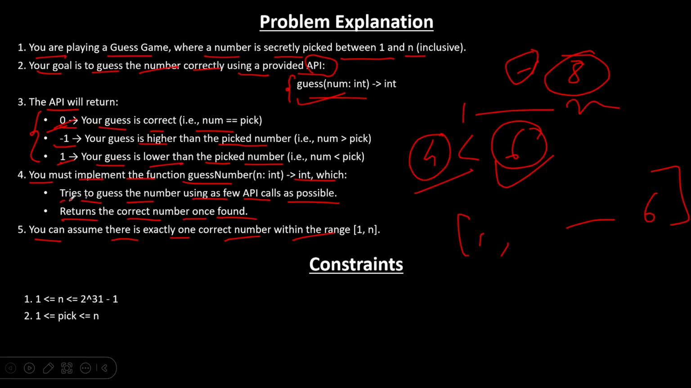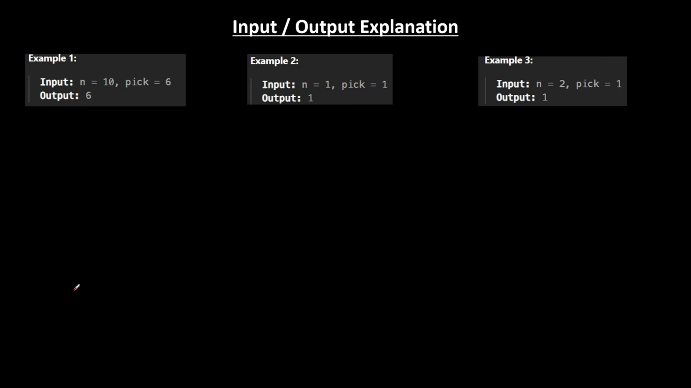And also we have to try to guess the number using few API calls, which means we have to reduce the time complexity as much as possible. So I hope you understood the problem. It's pretty easy and straightforward, and the constraints of the problem are n is from 1 to 2 to the power 31 minus 1, and the pick value will be from 1 to n. So I hope you understood the problem explanation and constraints. So let's move to the next slide.